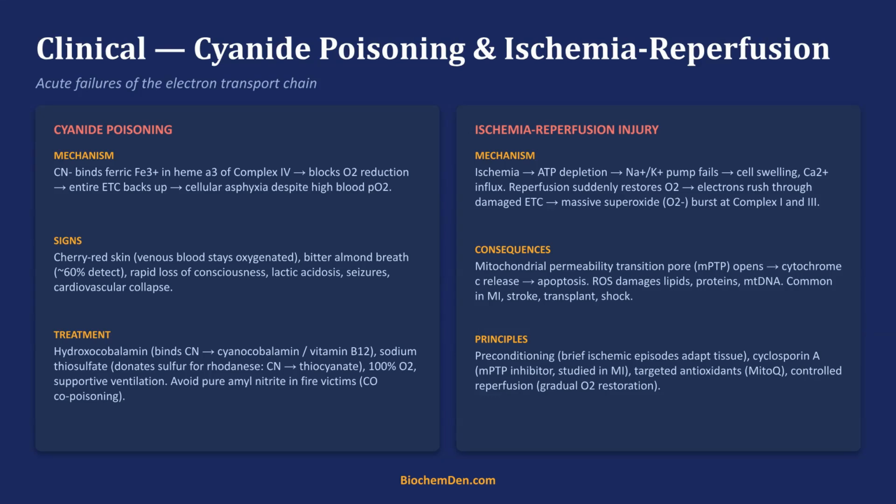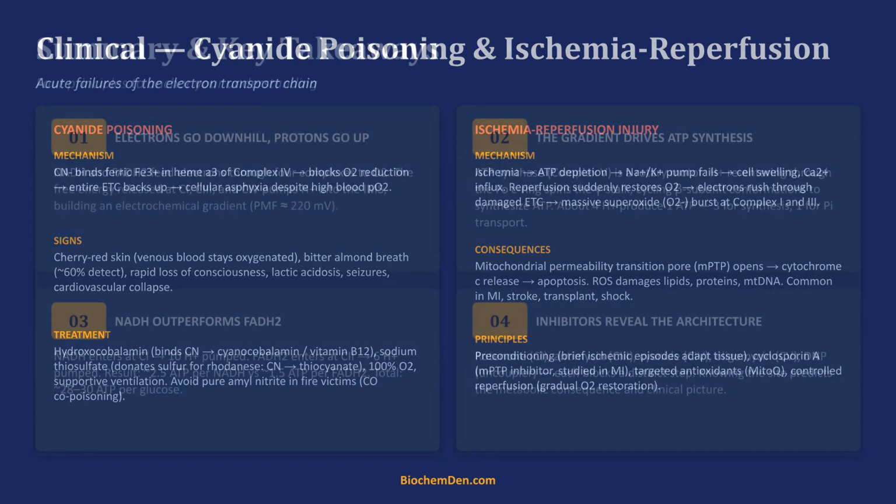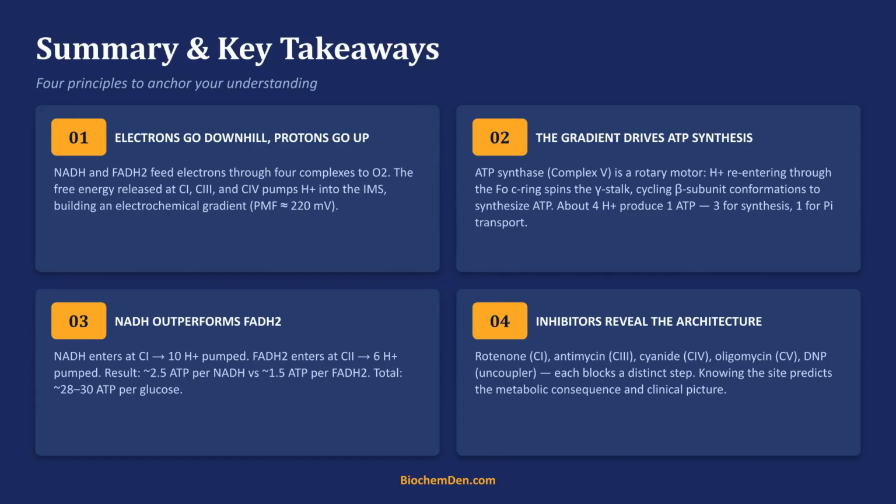Cyanide blocks complex IV, stopping oxygen reduction, while reperfusion injury involves a sudden damaging burst of reactive oxygen. To summarize, remember these 4 pillars. Electrons travel downhill while protons are pumped up. This electrochemical gradient powers ATP synthesis. NADH is more productive than FADH2, and specific inhibitors help us map the architecture of the chain.